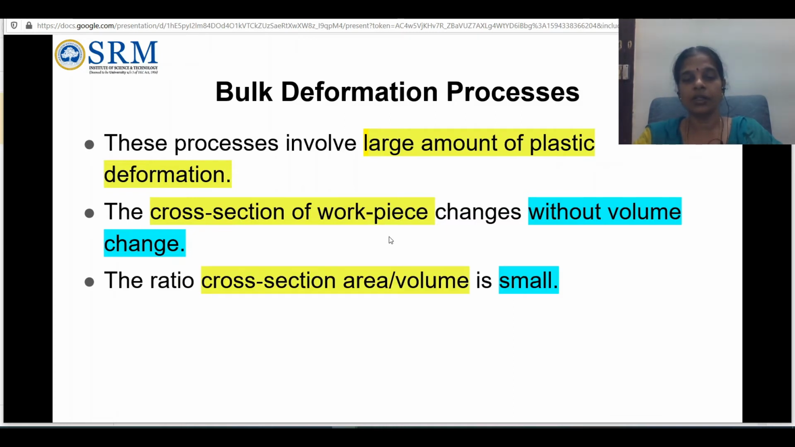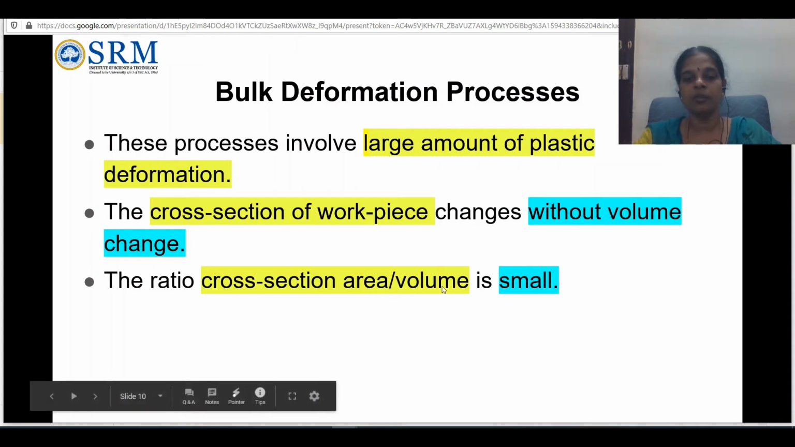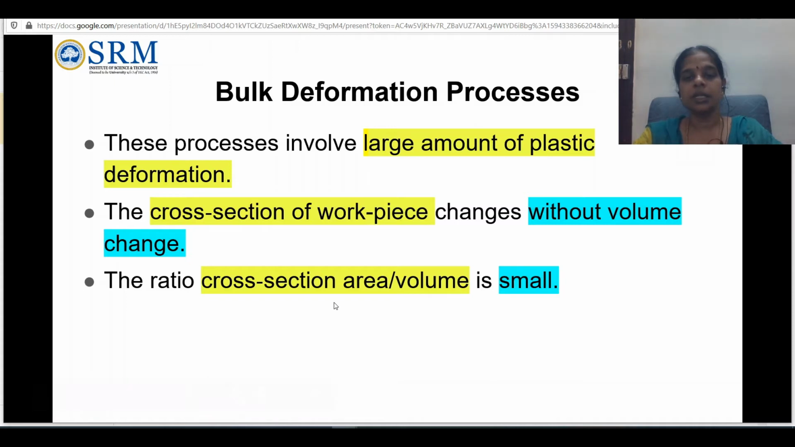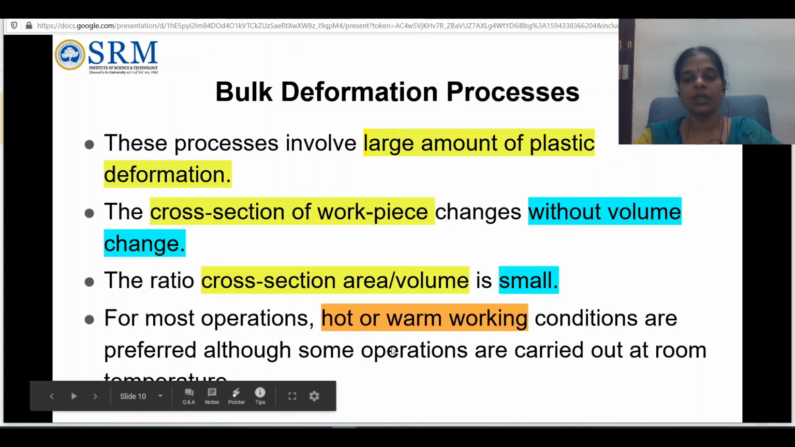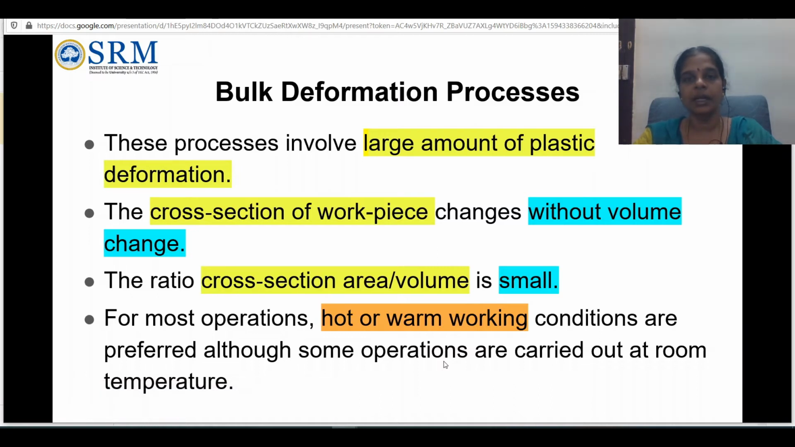So the ratio of cross section to volume is very small, because the volume we are not changing, the volume is higher, only the cross section changes. So we can say the cross section area to volume ratio is very small. And for most operations, hot working or warm working conditions are preferred, because you can heat the metal and the yield strength is decreased and the ductility also improves. So less force is enough to form the material to the required shape.